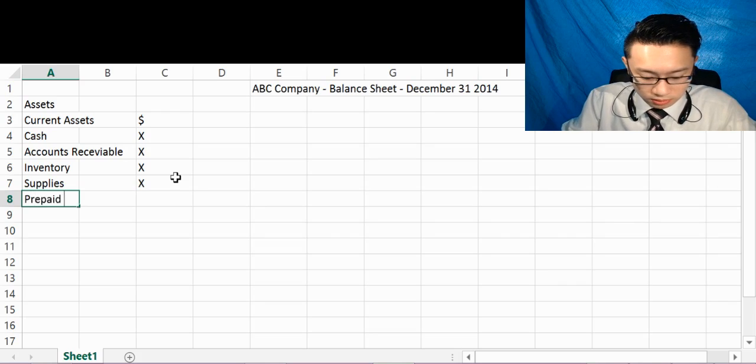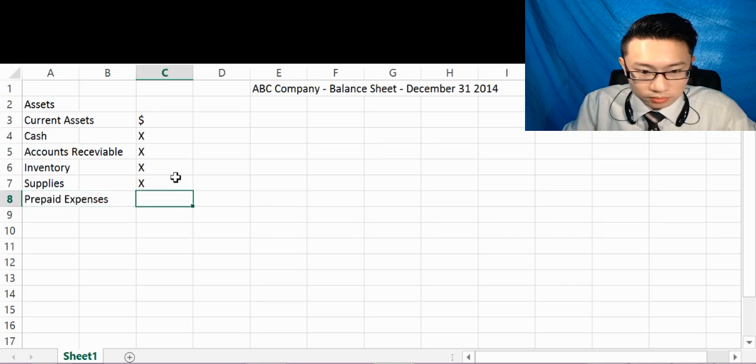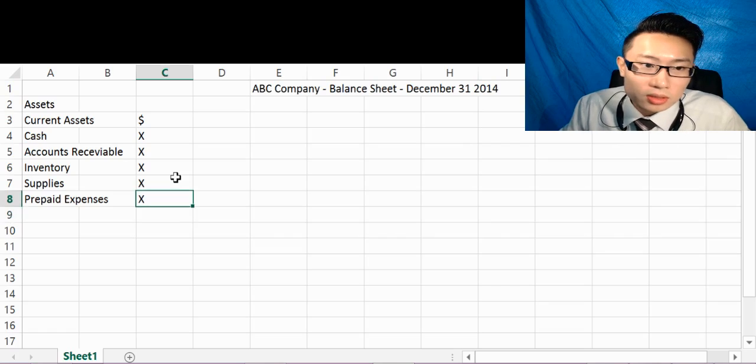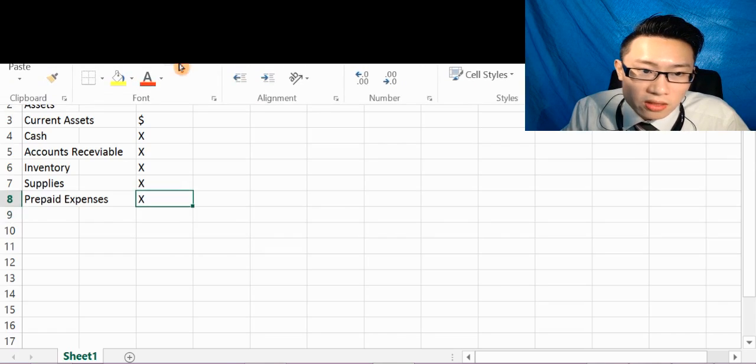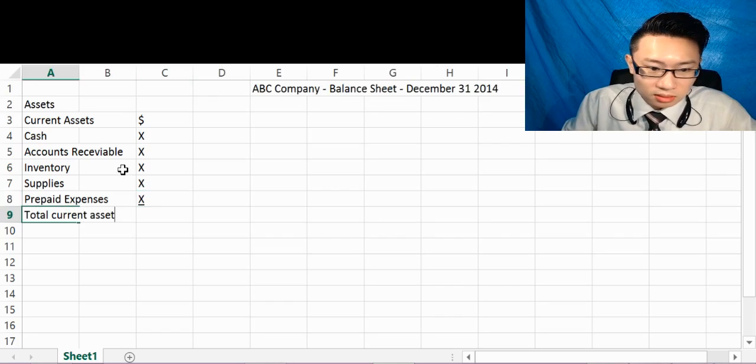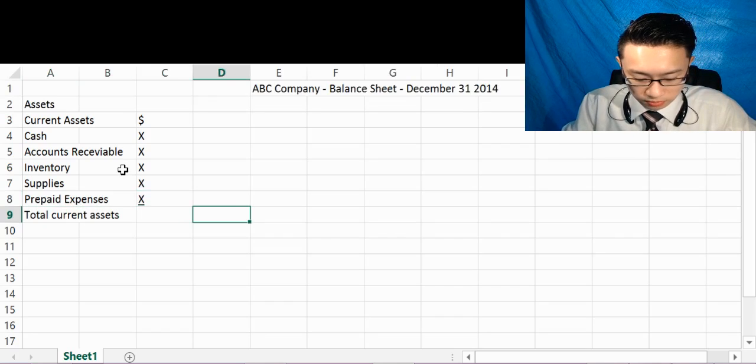Prepaid expenses. And then after that, we have an underline. We underline the last one to show that we summed up all these. So we can go total current assets, and we put in a total here. So I'll just call it Y.